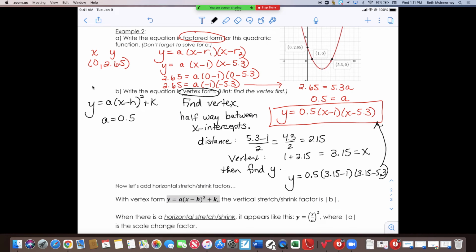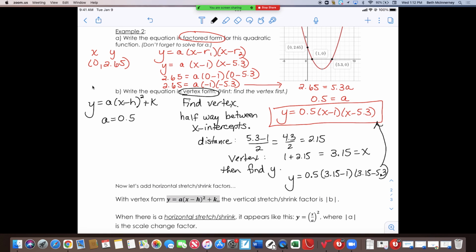Yeah, Keely? I guess if the distance is 3.15, right? Like the distance from the middle to the... Okay, the distance between the two x-intercepts, the distance between 1 and 5.3 is 4.3. That total distance is 4.3. So I cut it in half to find out where my x-coordinate would be. That distance is 2.15 from either end. So I took 1 plus 2.15 to figure out that halfway mark is 3.15.